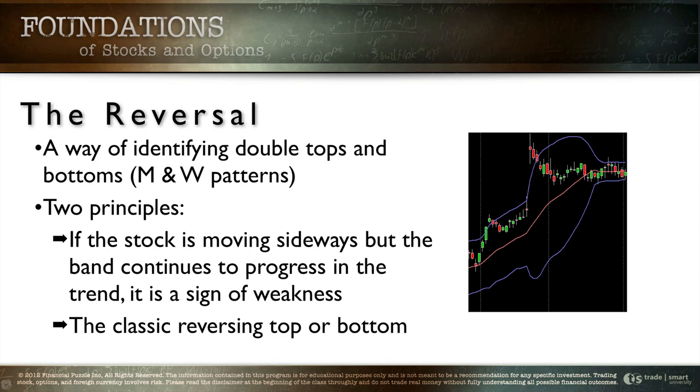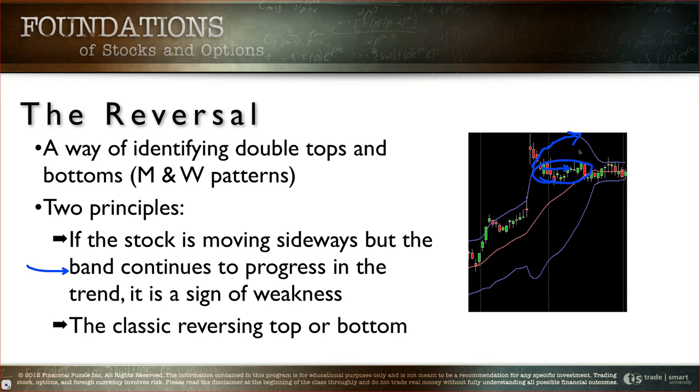There's really two principles at play with the Bollinger Bands and the reversal signal that we get. Number one principle is if the stock is moving sideways, but the band continues to progress in the trend, it's a sign of weakness. Take a great example right here on the right side of the screen. Stock is moving sideways, but the band continues to go higher. When you have that picture, or in the case of a bearish trade, stock's going sideways, band continues lower, it is a sign of extreme weakness.